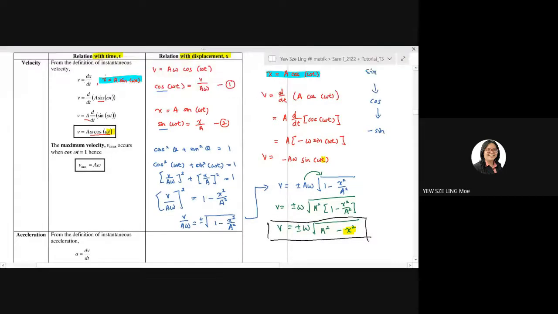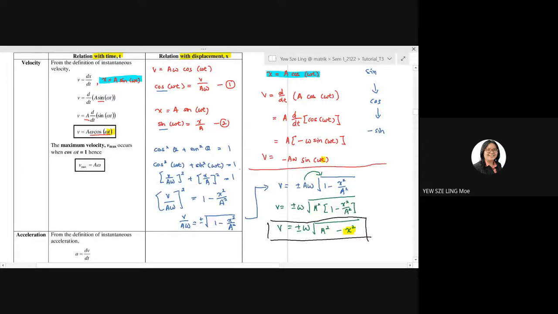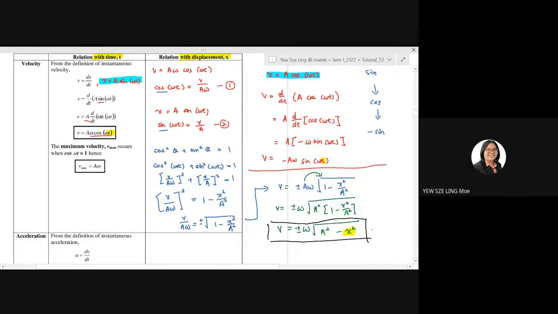So if you are given displacement in the question and it asks you to calculate velocity, this is the equation that you should use: v equals to plus minus omega square root of a square minus x square. Make sure you know the final equation only. The derivation is seldom asked in the exam. I think so far it just came out once in the past year questions. The most important thing is you know the final equation.